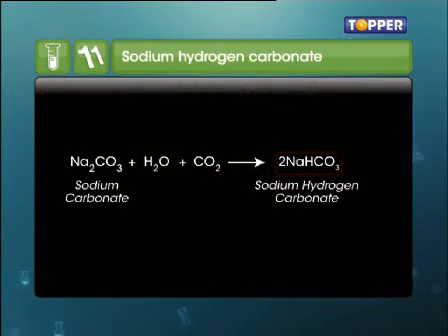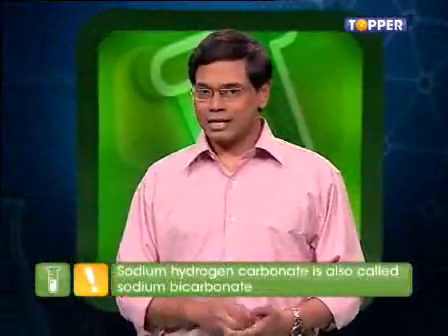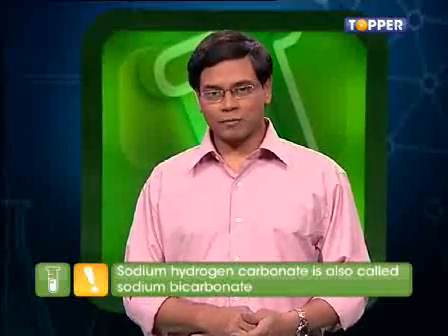Sodium hydrogen carbonate is another important compound obtained as an intermediate product through the Solvay process. It can also be prepared by passing carbon dioxide through a solution of sodium carbonate, whereby sodium hydrogen carbonate, being less soluble, crystallizes out. Now, an important point for you. Sodium hydrogen carbonate is also called sodium bicarbonate.